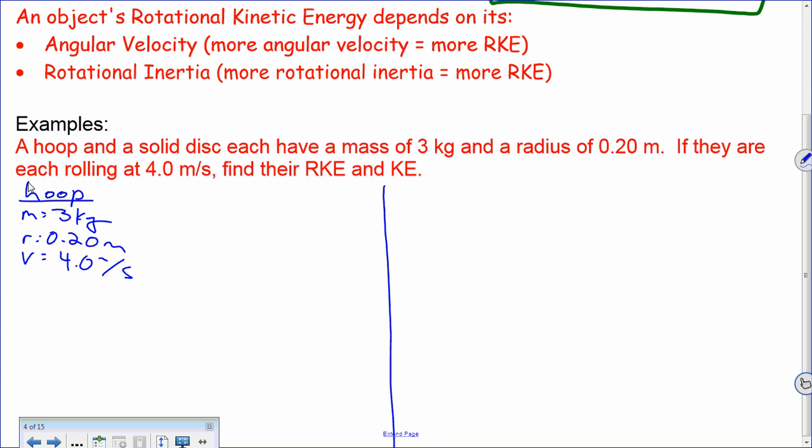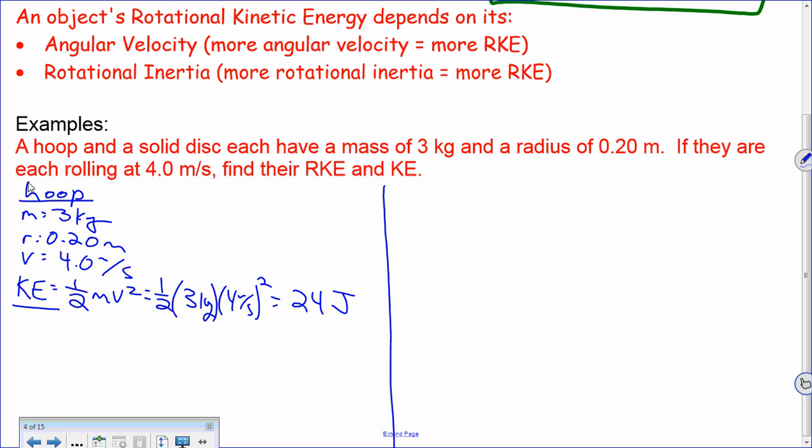All right, so we got to find the RKE and the KE. One of those two things is real easy to find. We can find the KE pretty easily, right? So let's take a second to do that. So the kinetic energy here is going to be 1/2 mv squared. So that's 1/2 of 3 kilograms times 4 meters a second. Don't forget to square it, and you get 24 joules. It's the same thing as Carl the cat, just by weird coincidence. Cool? So there's our kinetic energy.